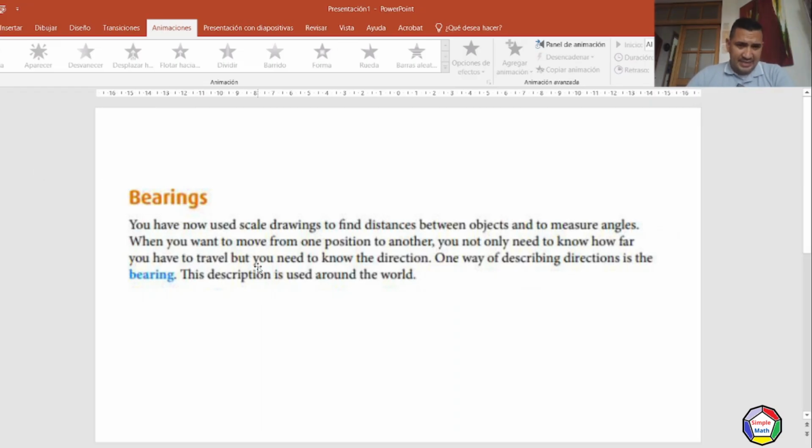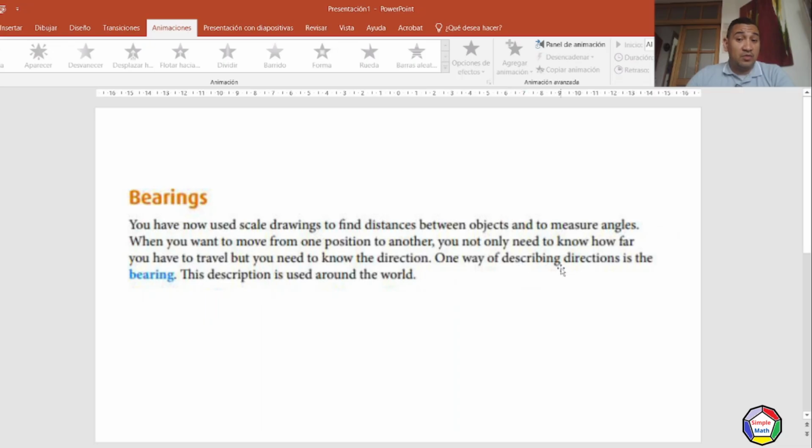I will read it like it is here. So you have now used scale drawings to find distances between objects and to measure angles, right? To measure angles, you usually use a protractor. When you want to move from one position to another, you don't only need to know how far you have to travel, but you need to know the direction. So it's not only, okay, I'm going to travel from this city to the other city. No, that is not enough. Sometimes we need to know the direction, whether that is to the north, the south, the east, the west. Do you understand what I mean?